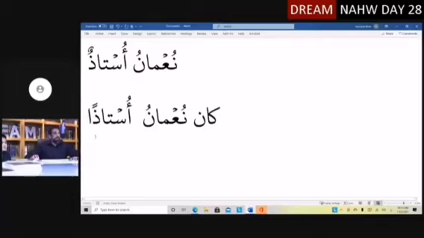You can almost think of it like a detail, but I don't want you to. I want you to think of it as the khabar of kana. It's almost like you can ask, what was Nu'man? Let me tell you, he was a ustad. But I want you to just know that when you put kana on the mubtada, and if you see kana anywhere, then the khabar will be nasab status. Okay?